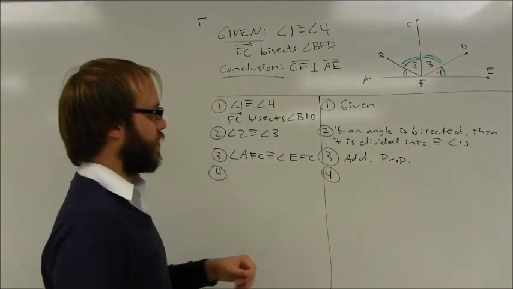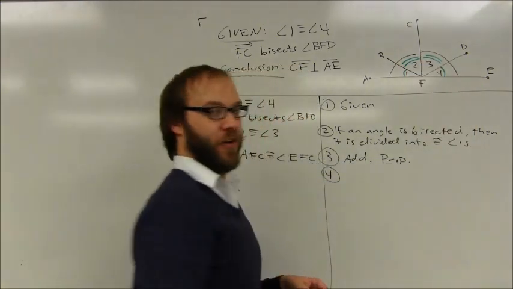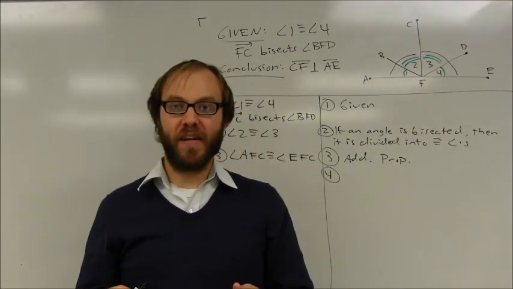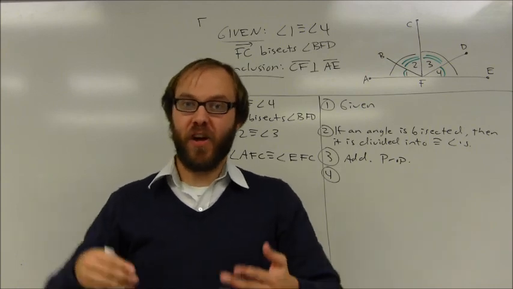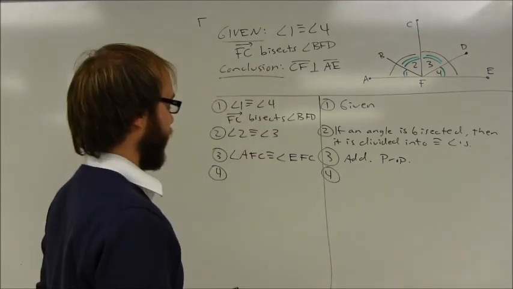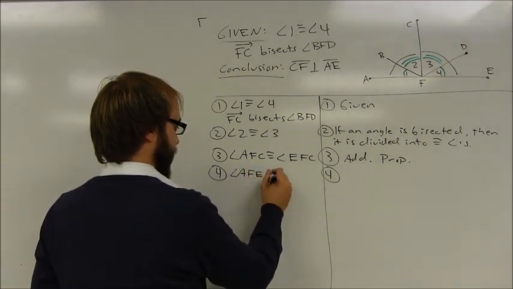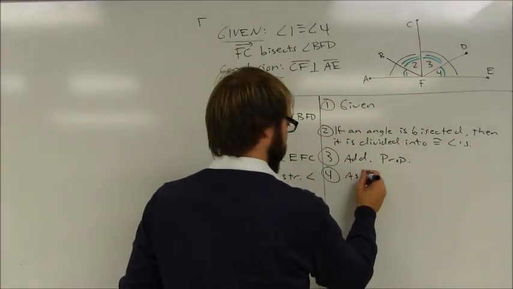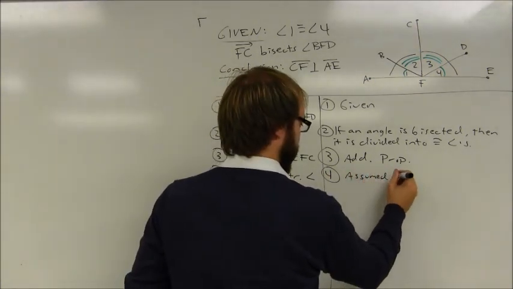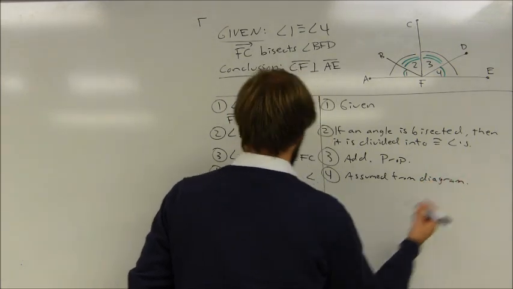And then I noticed something. If I showed this angle congruent to that angle, I now have two angles that are congruent. If I can show they're also supplementary, I know they'll both be right angles, which means the lines forming them are going to be perpendicular. So I'm going to say that angle AFE is a straight angle, and that is assumed from the diagram. Make sure you put that step in there, that you have a straight angle.